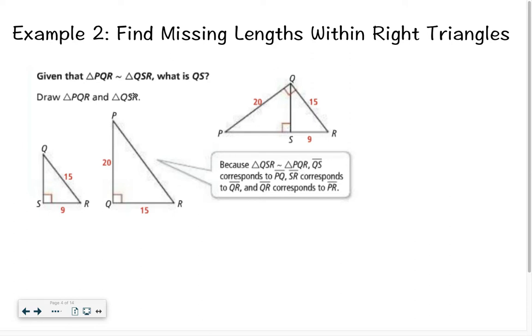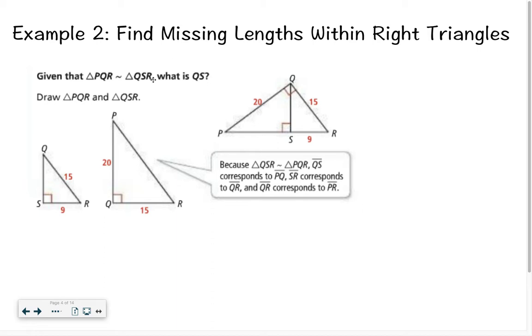Okay, so QSR is similar to PQR. Segment QS would correspond to segment PQ. Remember, the order that they're listed is very important. So PQ comes first, QS comes first, they are corresponding. QR comes last, so SR comes last, both of those are corresponding, and so on that way. Now, if we were trying to solve this, we want to find QS.